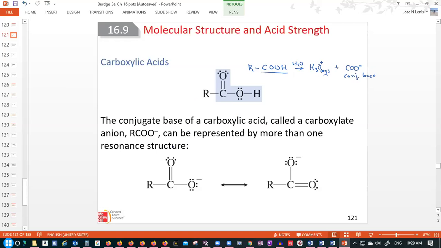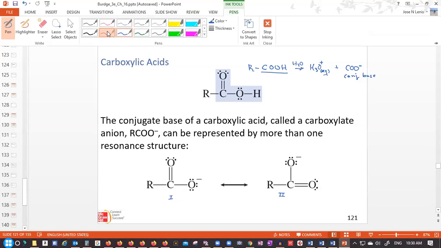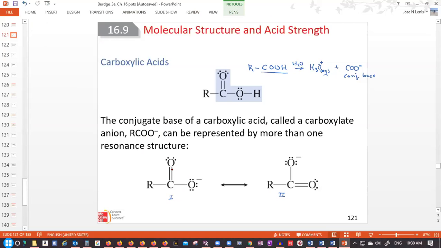So this is the molecular structure of that base, the carboxylate base, and it can be represented as two resonant structures, where this pair of electrons here is delocalized, and here.